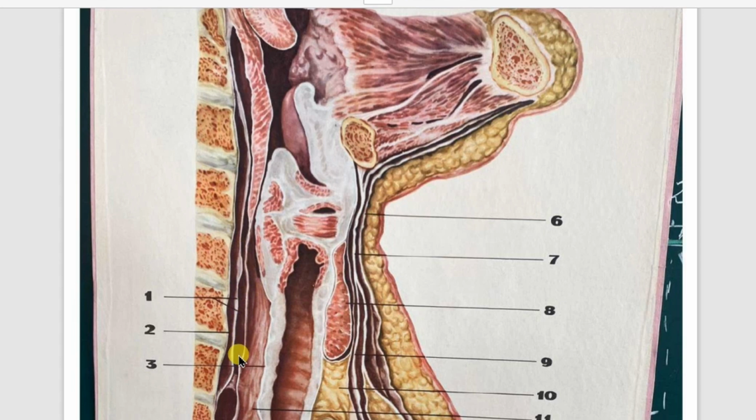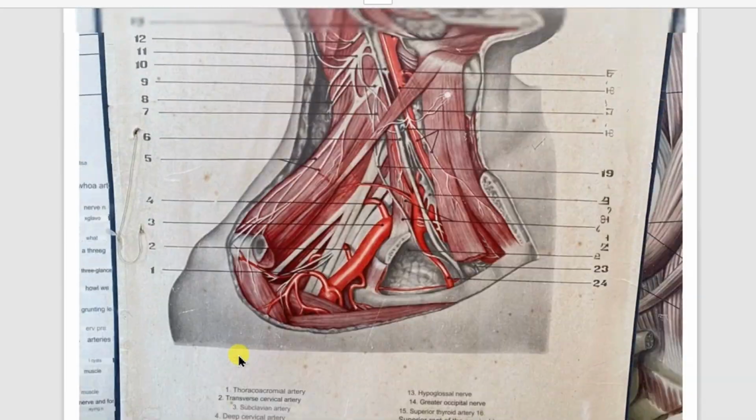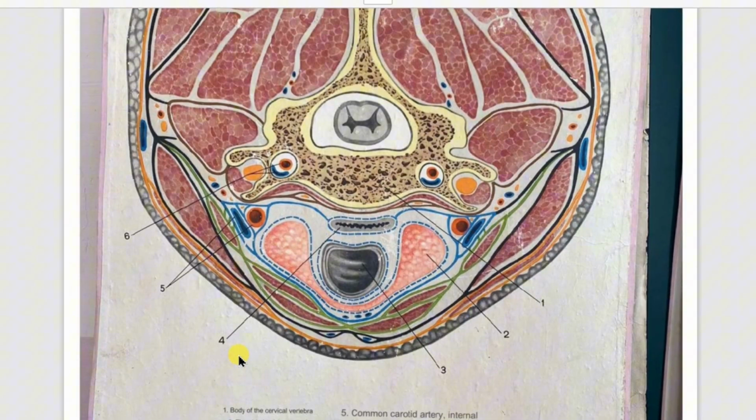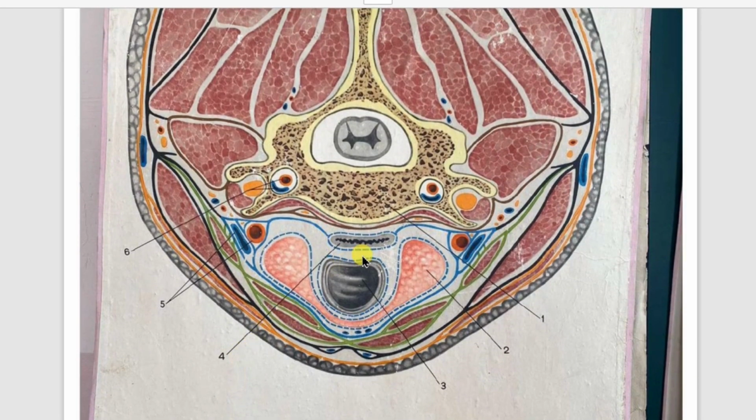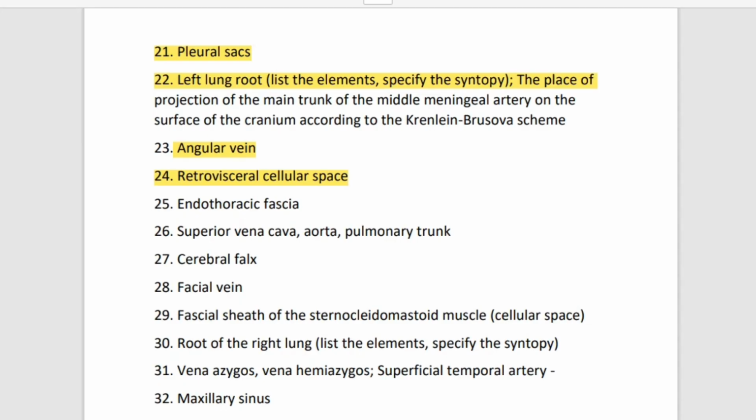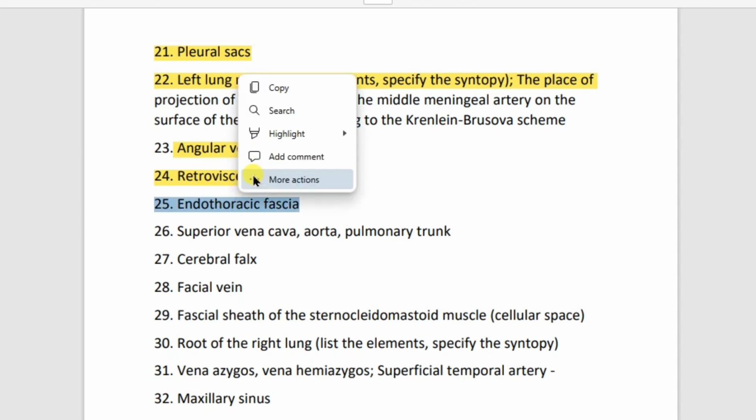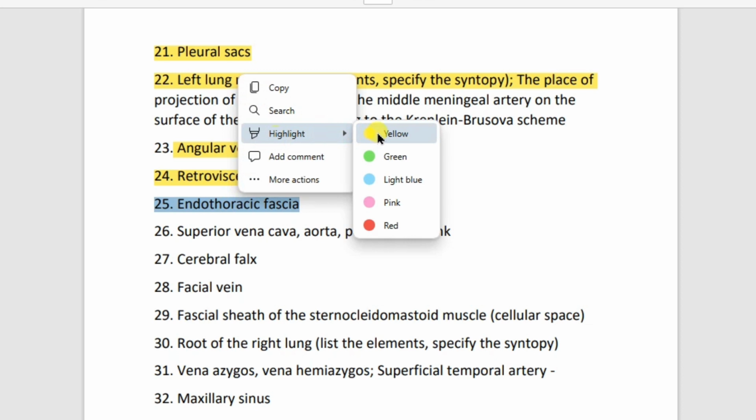Okay, so let's see how it looks on the transverse section. As you can see here, this is the trachea and this one is your esophagus. Behind the esophagus you can find the retrovisceral cellular space. Okay, so the next question we have here, endothoracic fascia. We already discussed this one. Let's see one more time.